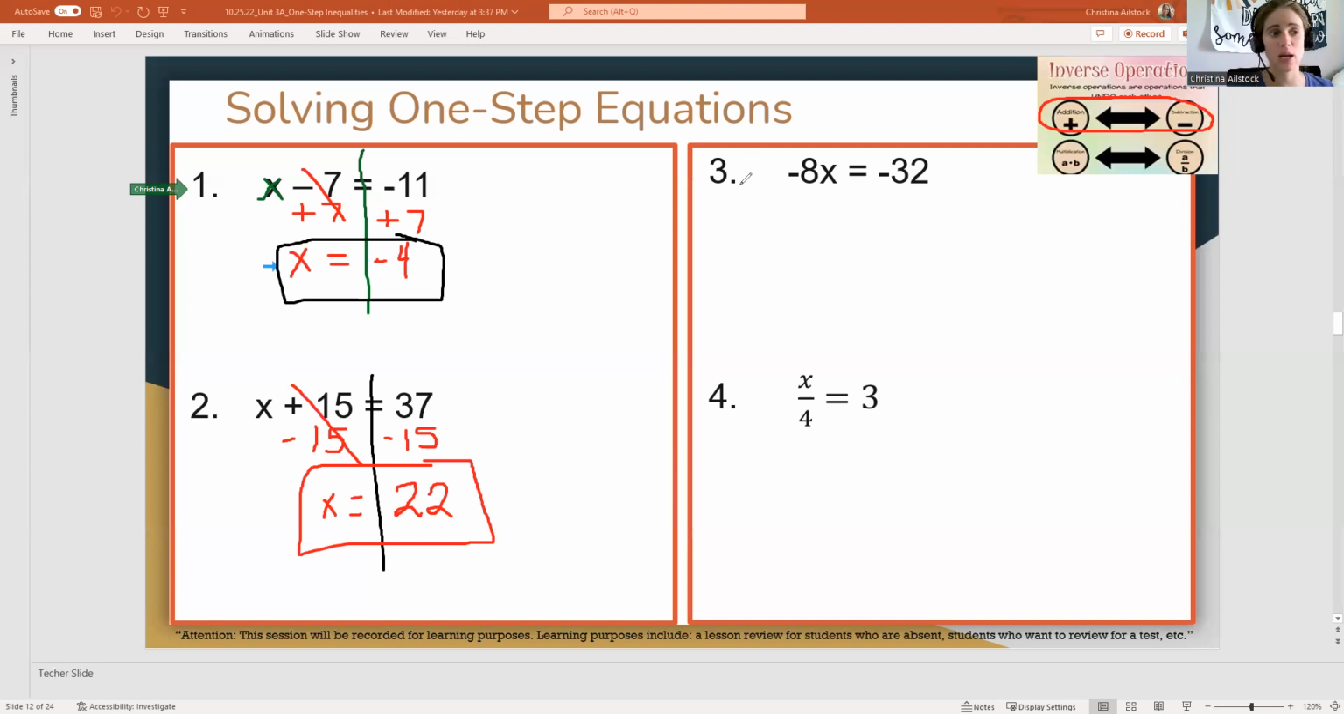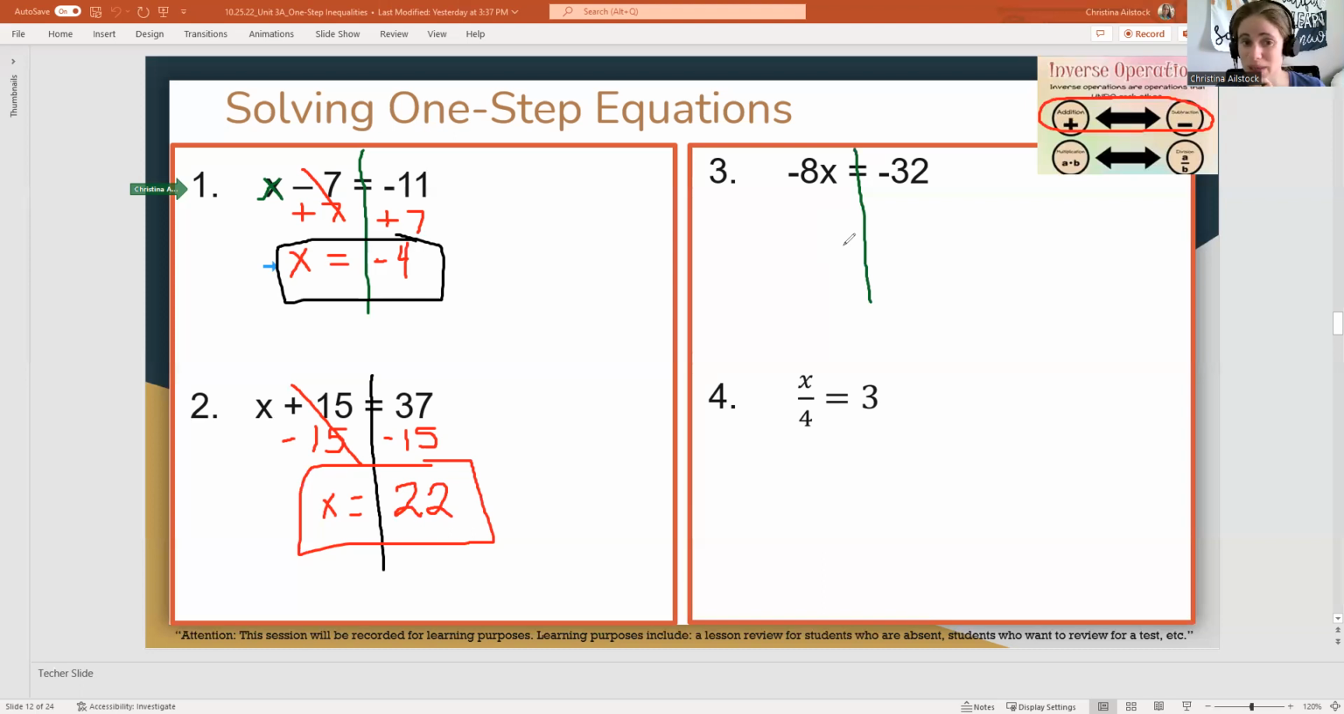All right, let's come up here to number 3. Draw that line through your equal sign. Ooh, what's going on here? What's going on between that -8 and the x? What's that current operation?